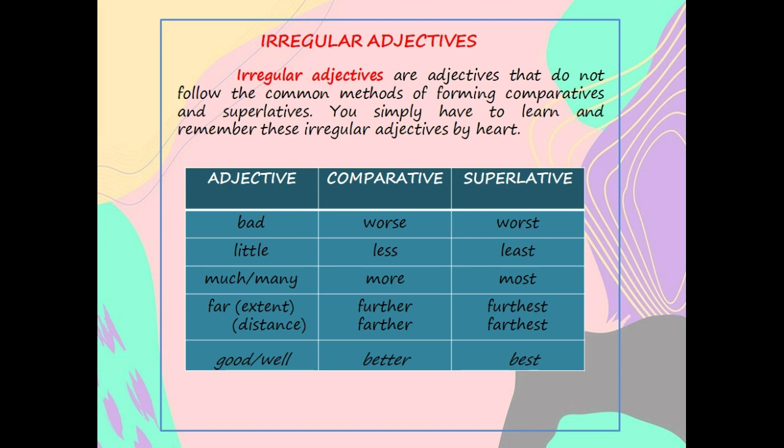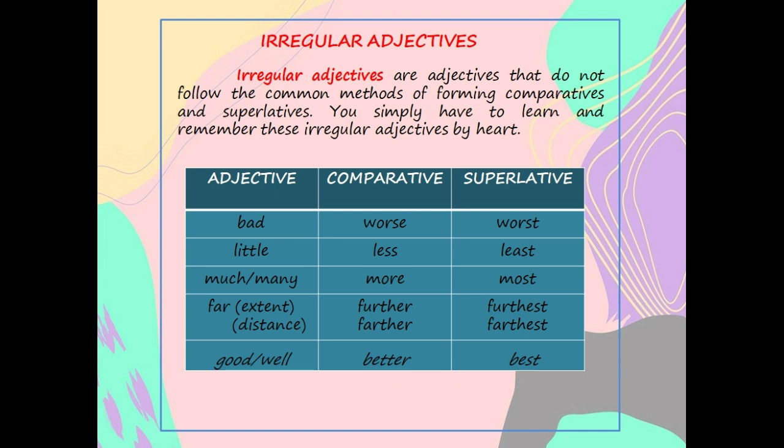So bad. The comparative degree for bad is worse, which is spelled W-O-R-S-E. For the superlative degree, we have worst, spelled W-O-R-S-T. So bad, comparative worse, superlative worst. Next, little, less, least. So much and many have the same comparative and superlative forms. So much, many, more, most.